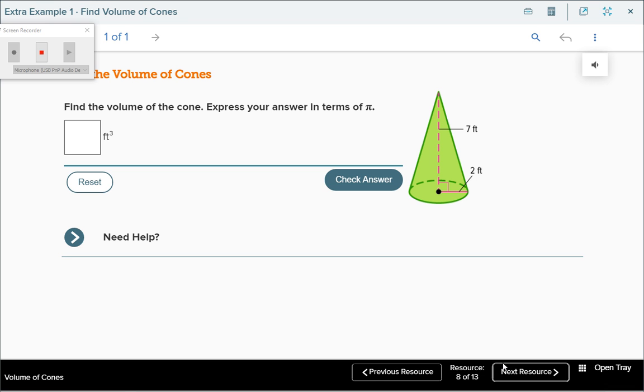Does that say 7? That says 7. Height of 7 and a radius of 2.